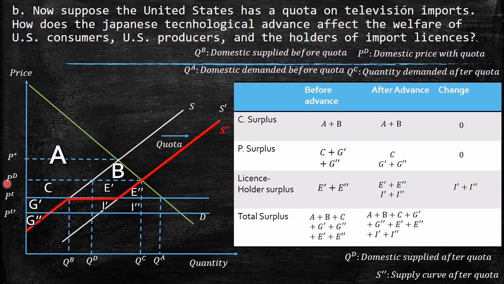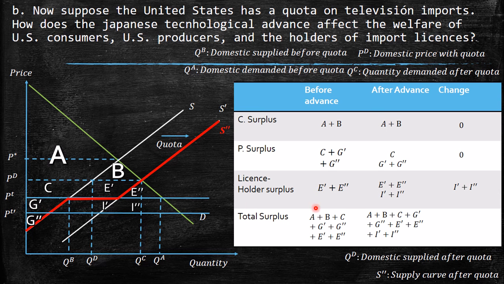Okay, here, what we have is the consumer surplus. It was A plus B, because they have to pay this PD, and the producer surplus is going to be this one, because remember, they can just produce up to this point, and this part is going to be attended by license holders. So producer surplus is going to be C plus G prime plus G2 prime.